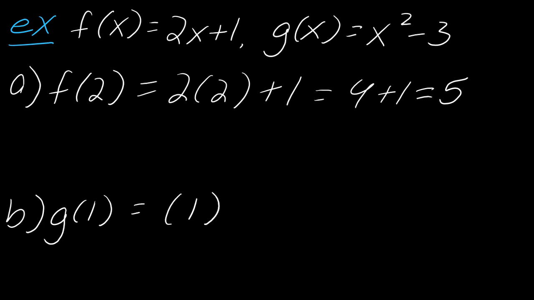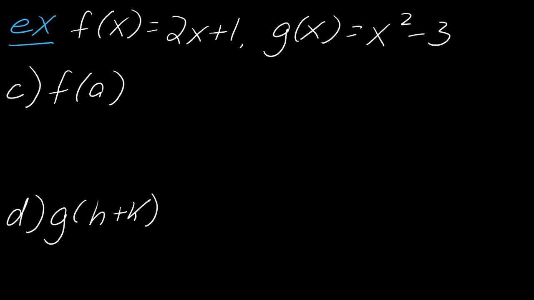So I've got 1 squared minus 3. So that's just going to be 1 minus 3, so this is going to equal negative 2. Okay, now, one of the really strong things with functions is that they also let us do some more theoretical calculations. And again, this serves as the foundation of what's to come.